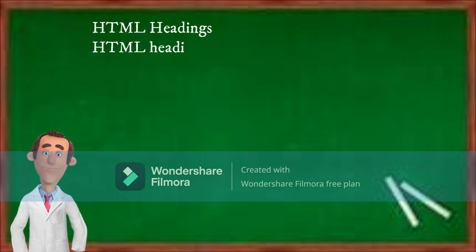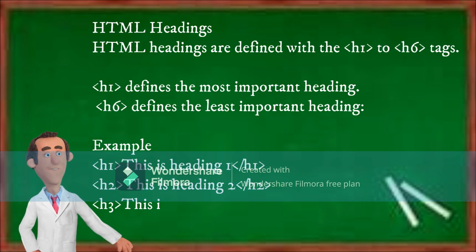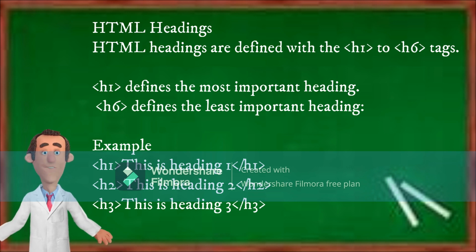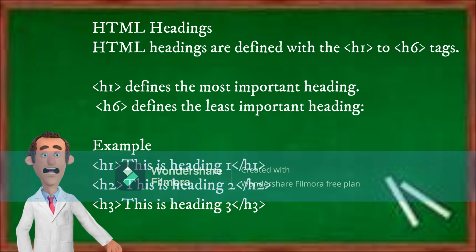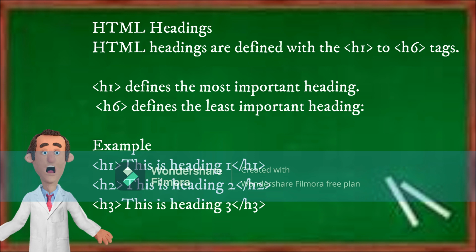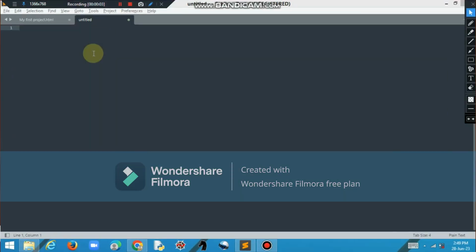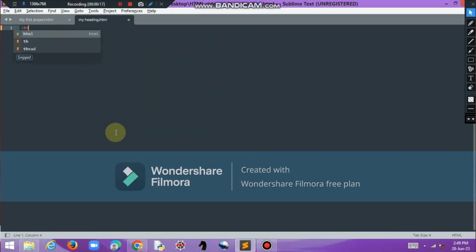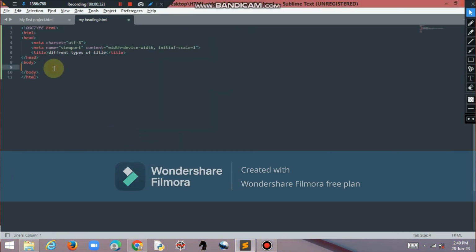Now the next topic is HTML headings. HTML headings are defined with the h1 to h6 tags. h1 defines the most important heading. h6 defines the least important heading. Now I will write a code to show how to display headings in an HTML page. This is the code. Here in this code h1 defines the most important heading.